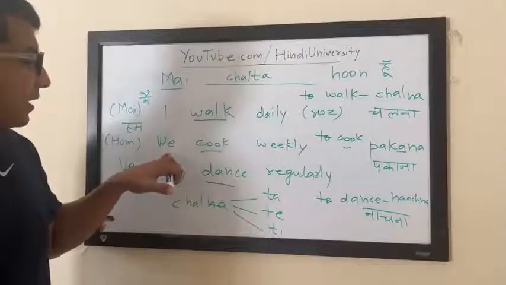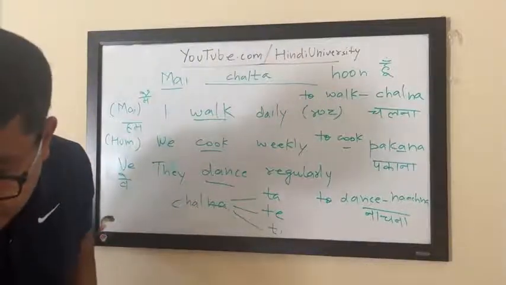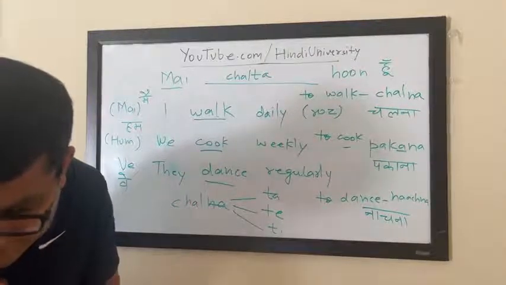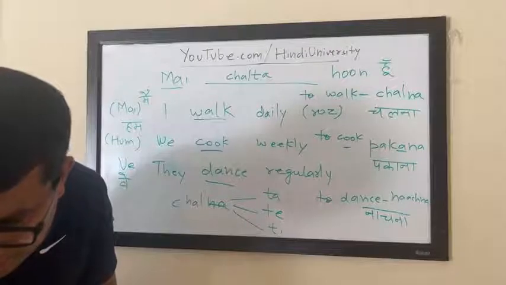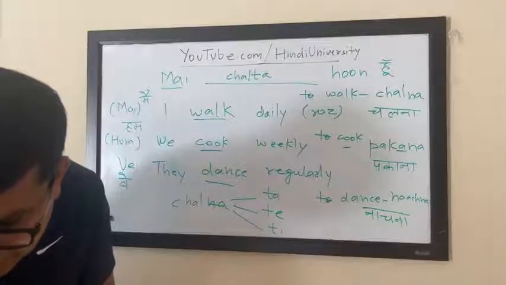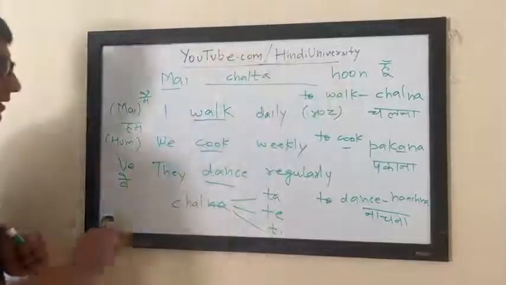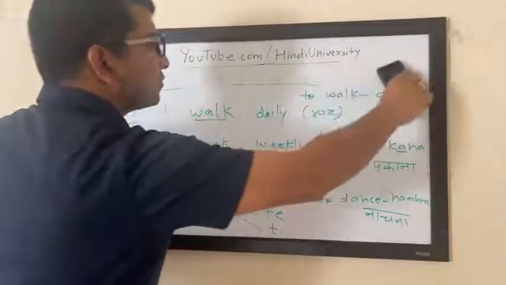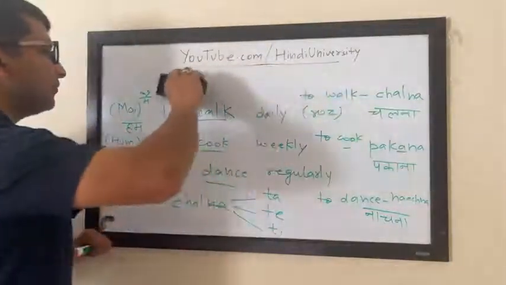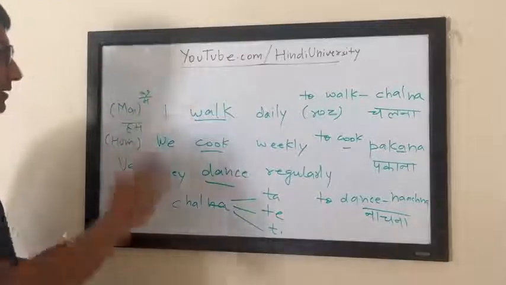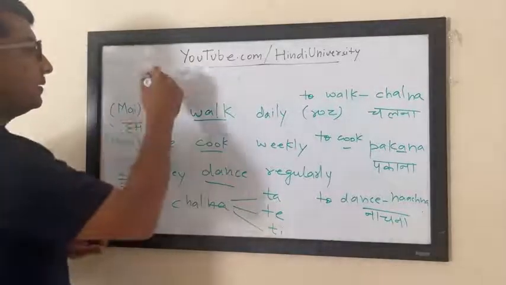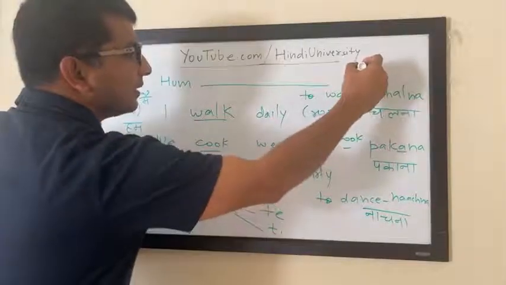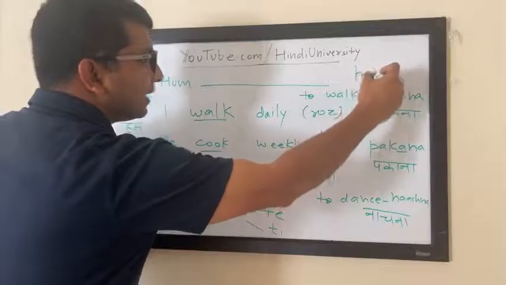Next one we'll say we cook weekly, and I'm going to ask someone who I've not asked recently. So let's see, Miraji, you want to take this one? We cook weekly. So first give the template for we. How will you end or start the sentence? Hum, yeah. Something here and then? Hum hai. Very good. Hum hai.